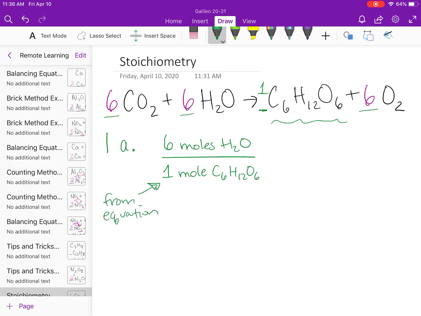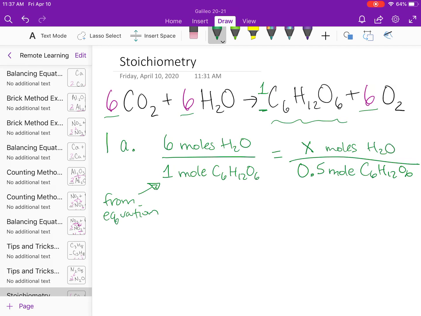Then we want to actually answer the question. So the question said that the plant needs to make 0.5 moles of glucose a week. So down here we're going to put 0.5 moles of glucose. And the question is, how many moles of water does it need? So that's our X. We don't know how many moles of water.